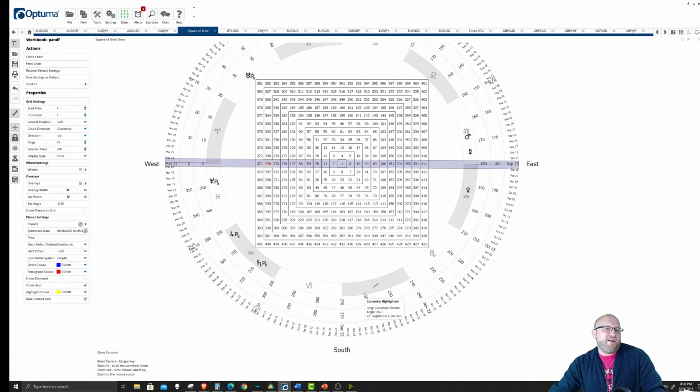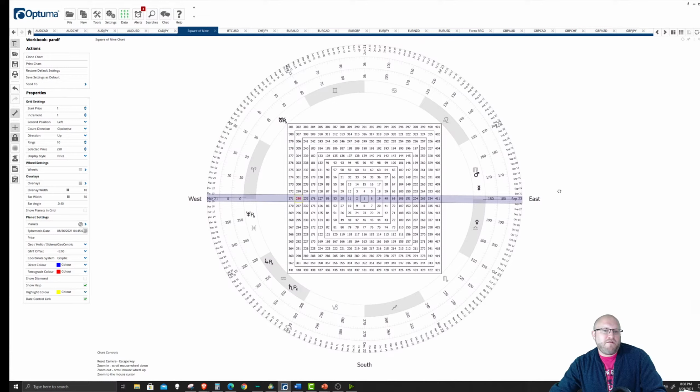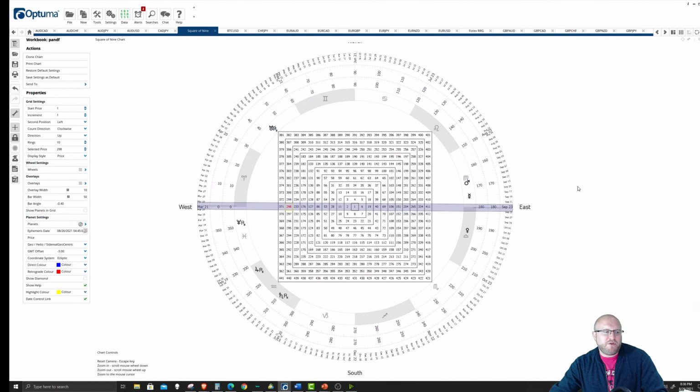Anybody know what dates those are? Why they are important? What do they represent?